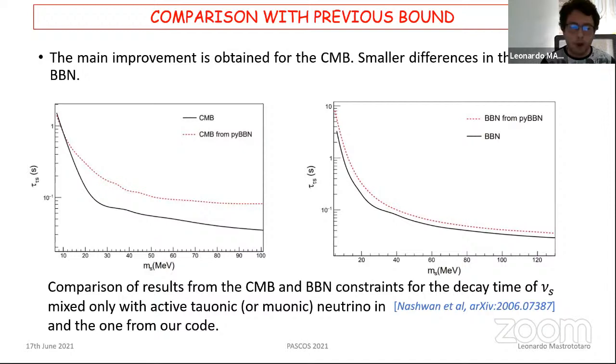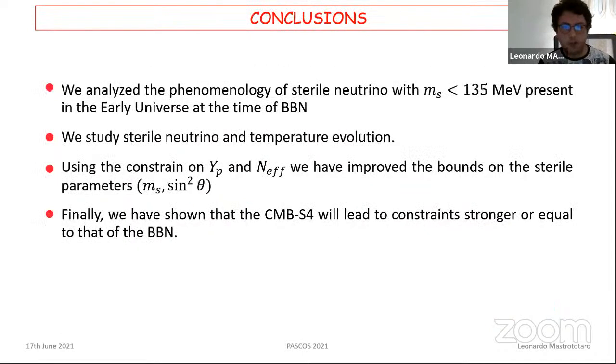Moreover, we have done also a comparison with the present literature, the previous results that one can find, and we see how we improve the bounds in both the BBN and the CMB sector, but the main result is the improvement in the CMB sector, as one can see in the figure on the left. So finally, in this work, we have done a study of the phenomenology of sterile neutrinos with a mass under the pion mass, so under 130 MeV, and we have done a precise calculation of the evolution of these sterile neutrinos without approximation.